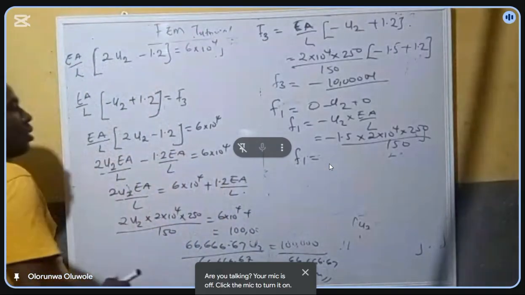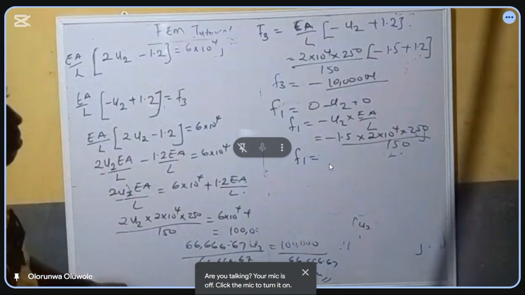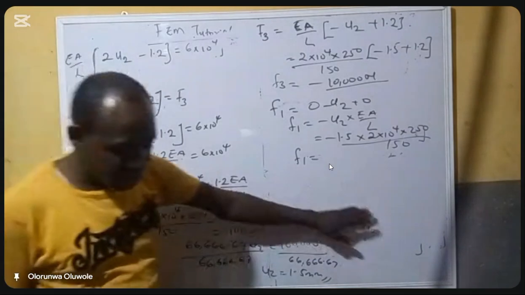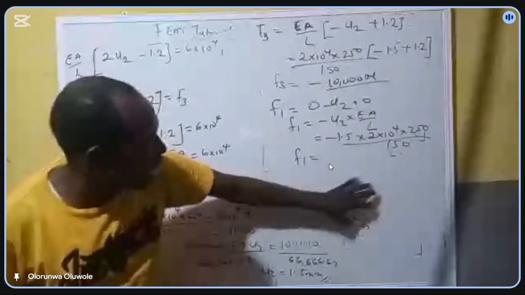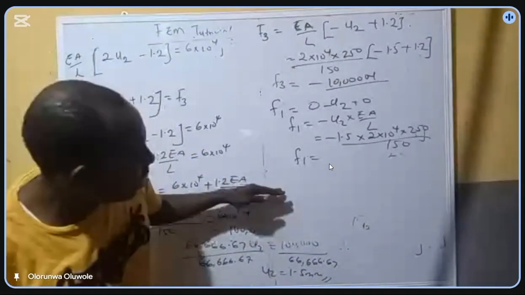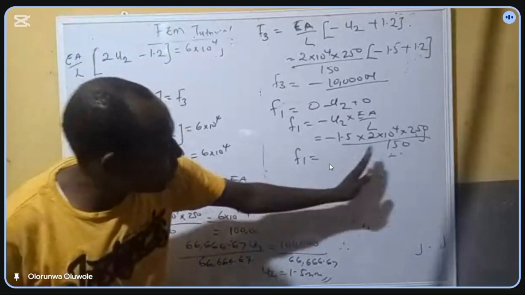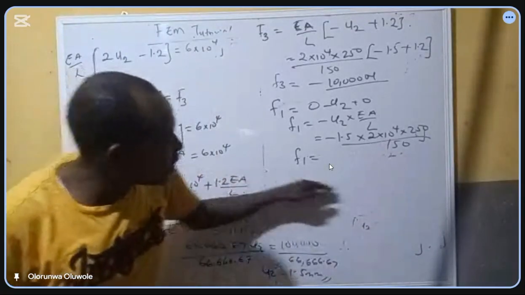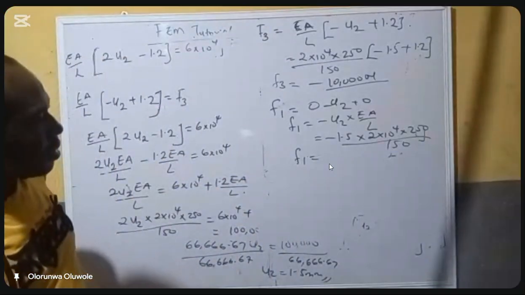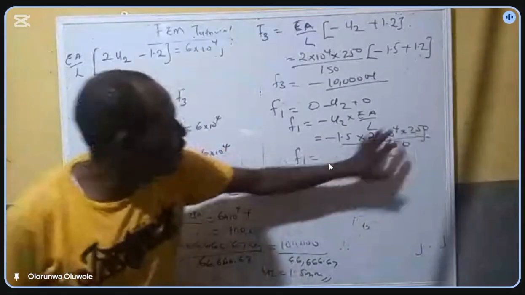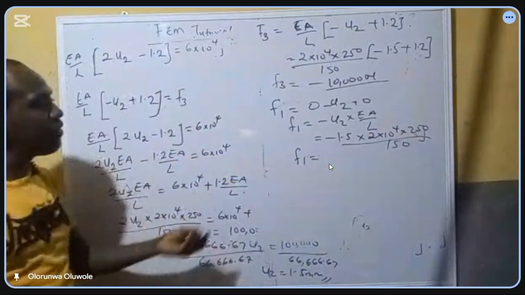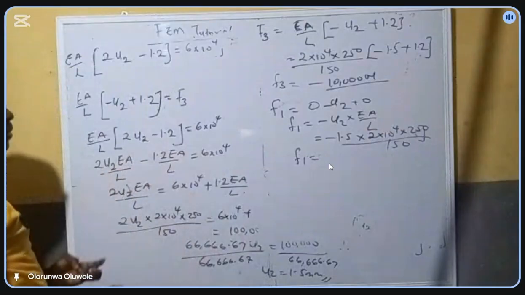Hope we are still following. Please, how did you get your F1 again? That's 0 minus U2 plus 0. You know the matrix that I wrote here before? The first row multiplied by the column gives you F1. So if you punch all this into the calculator, what are we going to have?